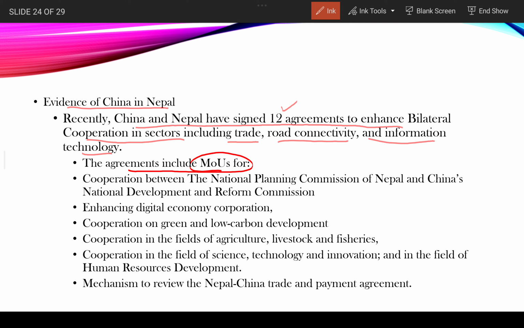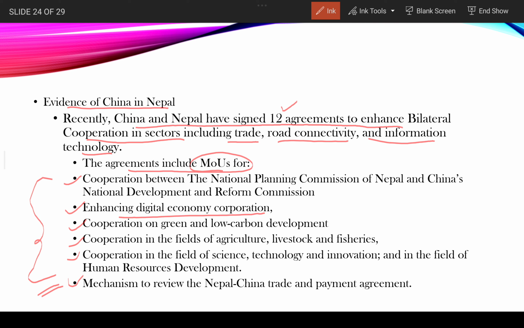These are some of the memorandums of understanding which have been signed between the two countries, like enhancing digital economy cooperation, green and low carbon development, cooperation in the fields of agriculture, livestock, fisheries, science, technology, innovation, human resource development, and reviewing Nepal-China trade and payment agreements. So these are the few memorandums of understanding and various agreements which have been signed to enhance the bilateral cooperation between China and Nepal. There are various other projects in various other aspects as well.